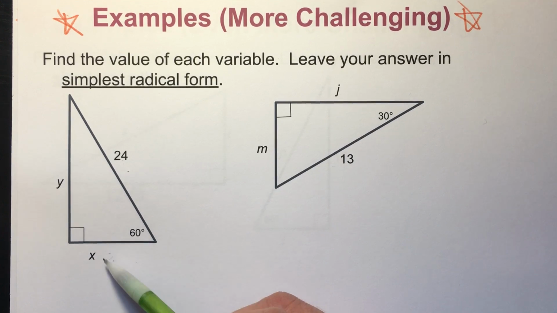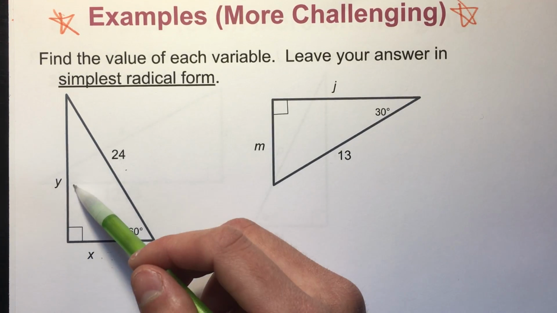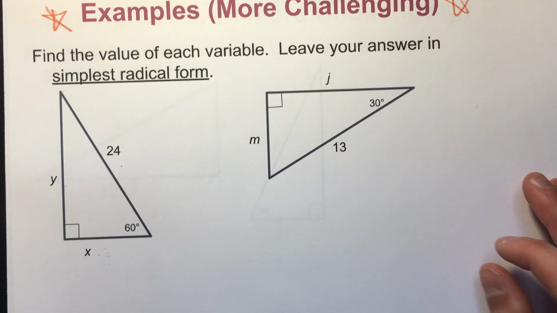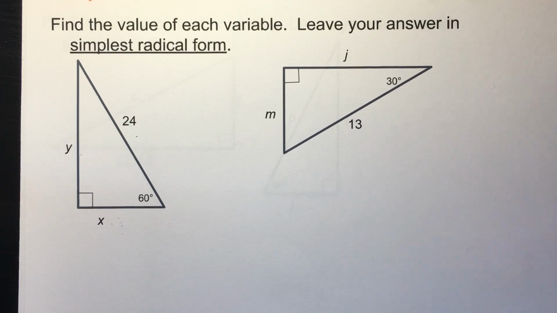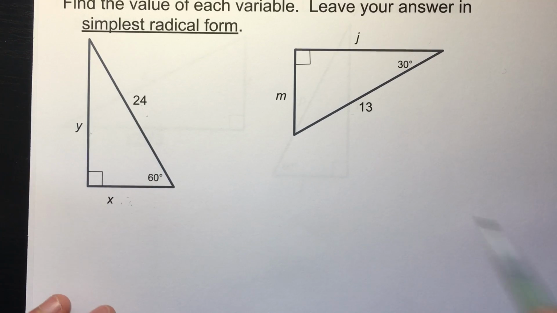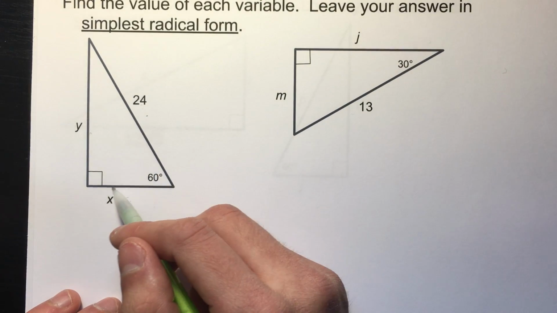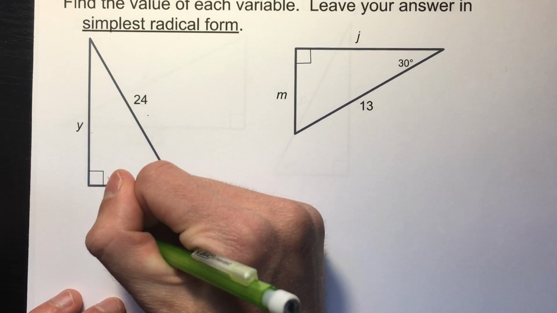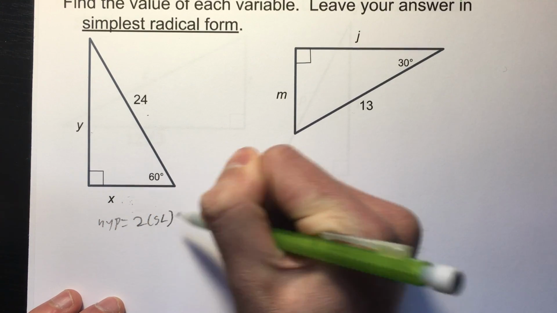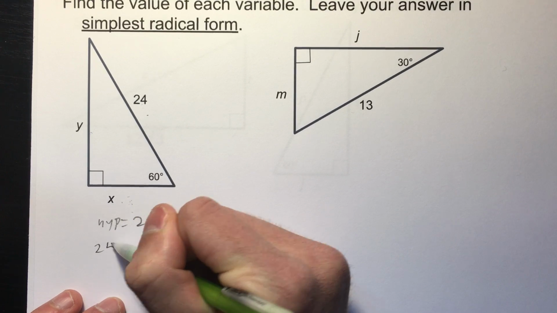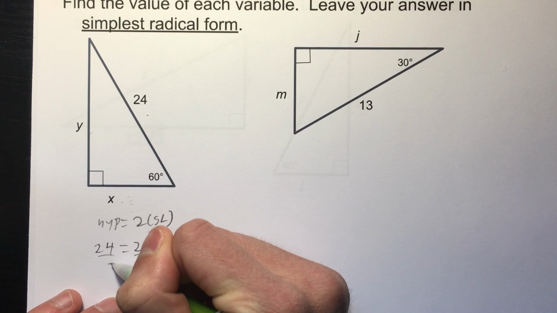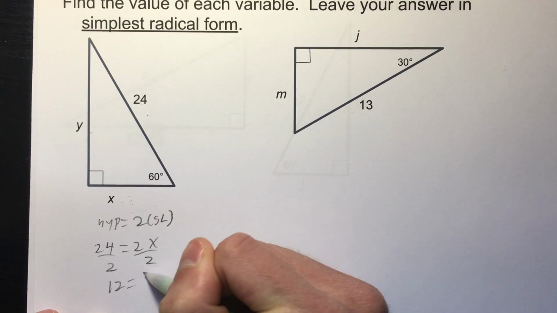If you got an answer of x equals 12 and y equals 12 root 3, then you're all set. You can fast forward through the explanation. If you didn't, however, then it might be a good idea to follow along with me. So let's solve for the shorter leg first. The hypotenuse is going to equal 2 times the length of the shorter leg. Our hypotenuse is 24, so 24 equals 2 times x. Divide by 2, and we get 12 equals x.